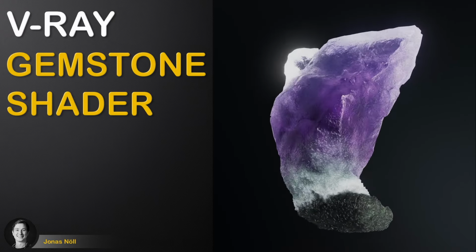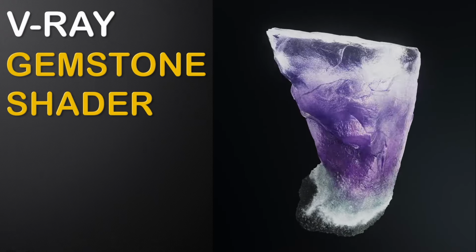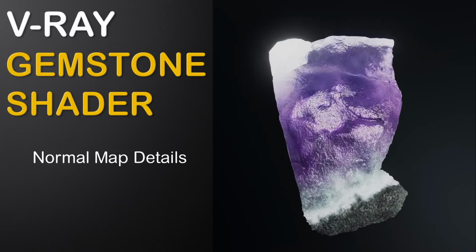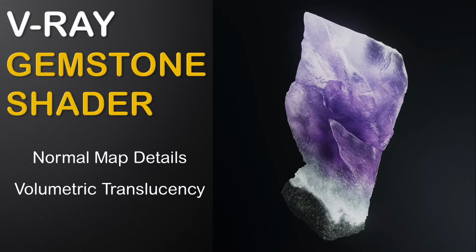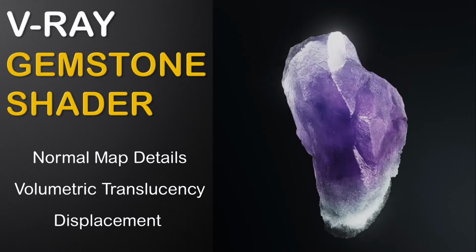In this video, we will create a realistic gemstone. For this, we will first add normal map details to our surface, then explore volumetric translucency effects, and finally add some procedural displacement to our model.